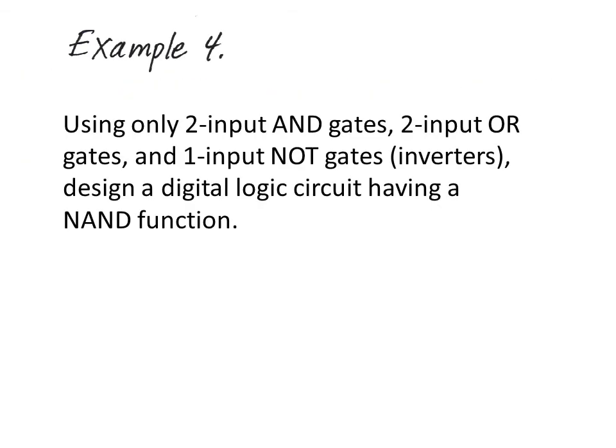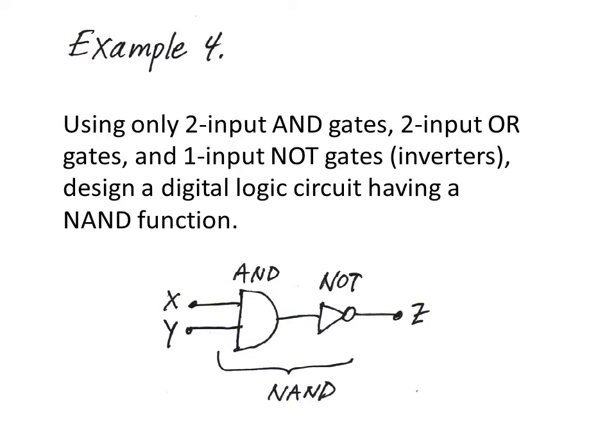The next example again deals with digital logic, and we are given a goal. Using only 2 input AND gates, 2 input OR gates, or 1 input NOT gates, which are called inverters, design a digital logic function having a NAND input-output characteristic. Well, this is easy. Put a NOT gate following an AND gate. That's called a NAND. But we are given some extra information to take into account.